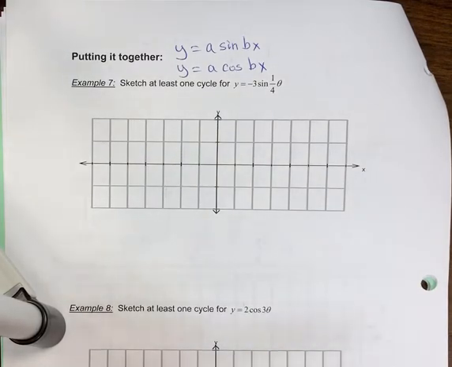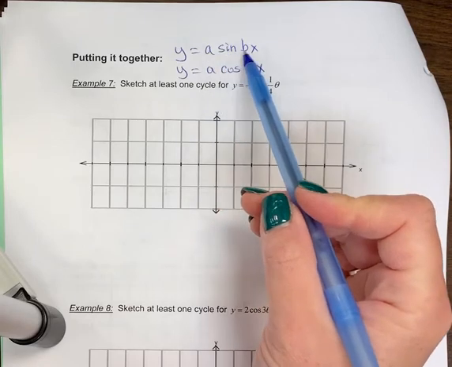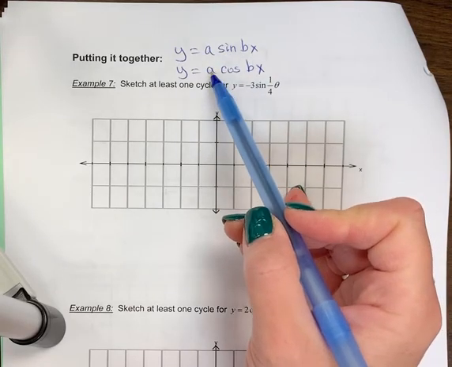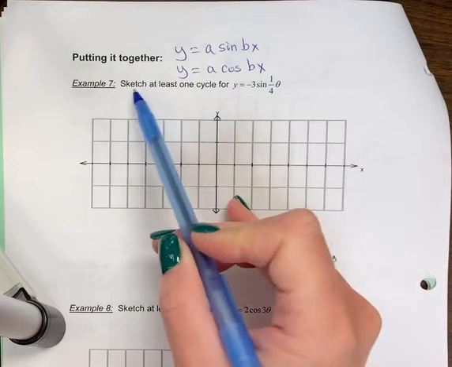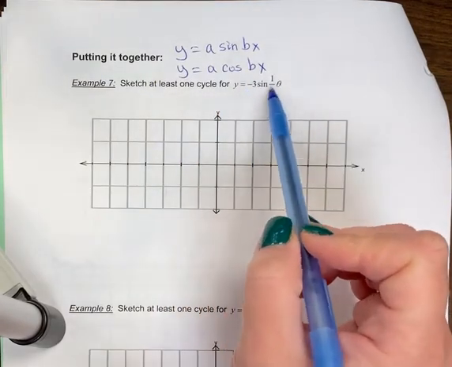All right, we're going to put the amplitude and then the b value, which shows us the period, all together in an equation. So it would look like this if you're writing sine, y equals a sine bx, and if you're writing cos, you would have y equals cos bx. So we're going to sketch at least one cycle for y equals -3 sine 1/4 theta.